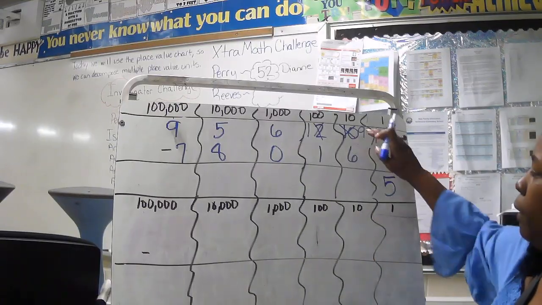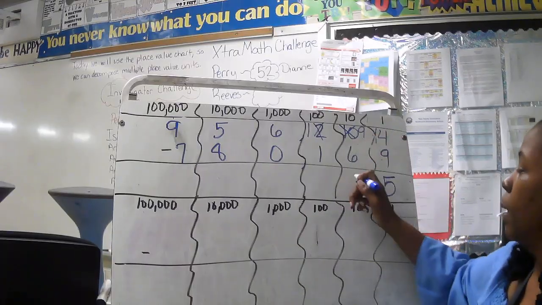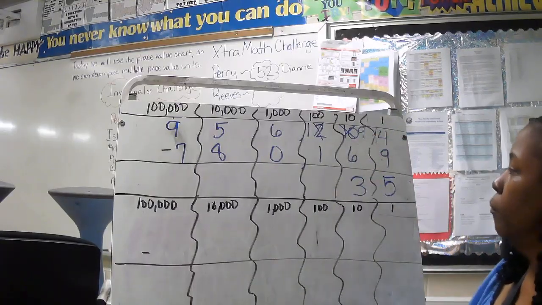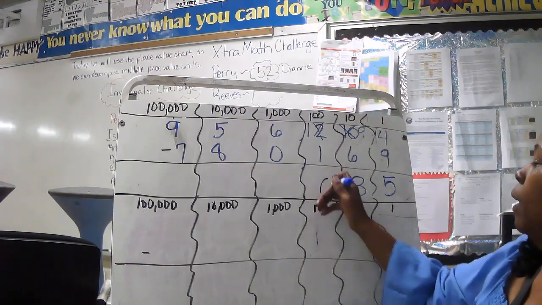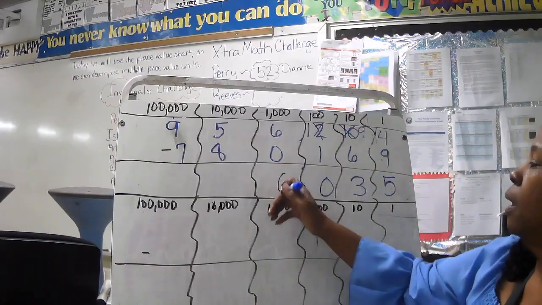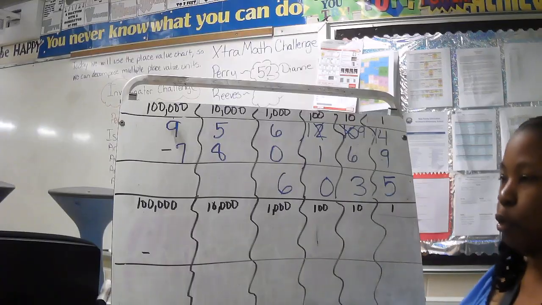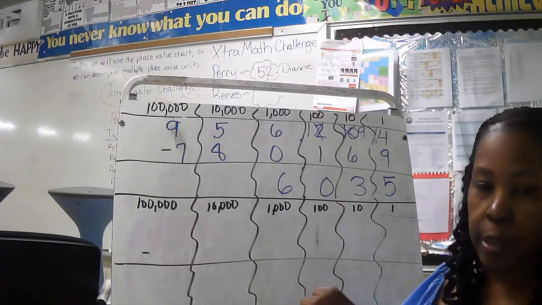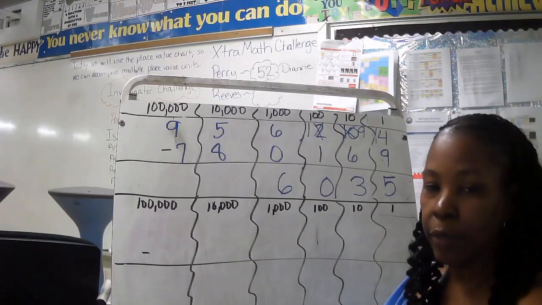Okay, now we have 9 minus 6. Is the digit on top larger? Yes, it is. So 9 minus 6 is 3. 1 minus 1 is the same. So we have a 0. 6 minus 0, 6. 5 is not bigger than 8. So be careful. That's why each unit, you have to ask yourself, is the digit on top bigger than the digit on bottom? If not, you're going to have to decompose.